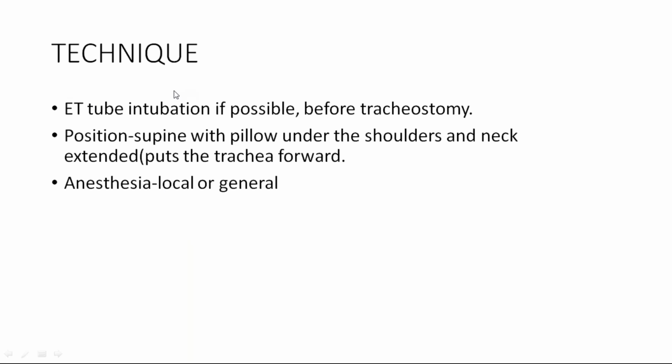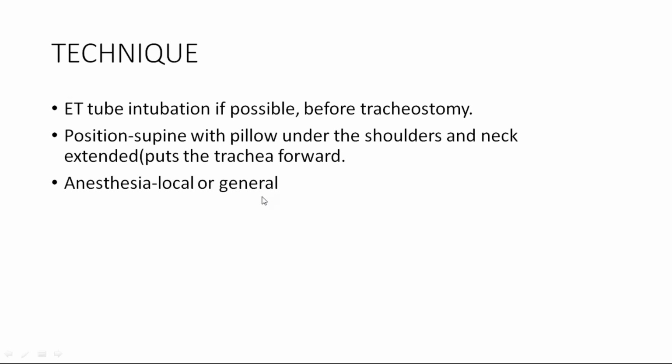Technique: ET tube ventilation is possible before the tracheostomy. Whenever it is feasible, we have to go for endotracheal tube intubation before the procedure. It will be easy for the surgeon to go for the tracheostomy directly. Position: supine with a pillow under the shoulders and the neck extended, which puts the trachea forward.